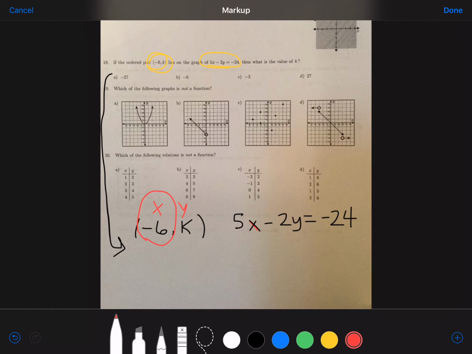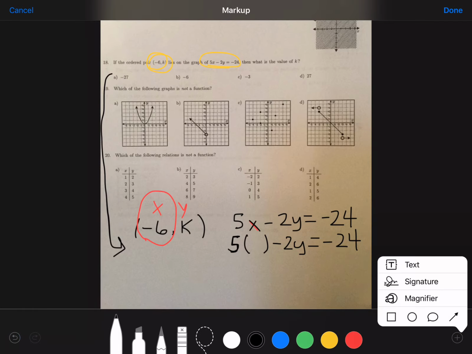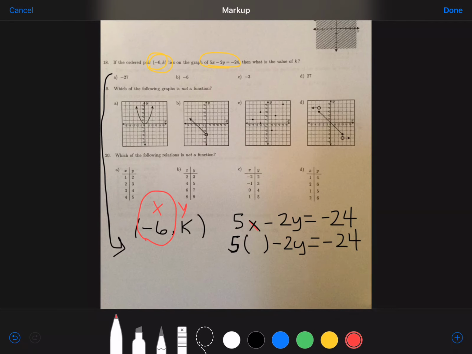So what we're going to do is we're going to use substitution. The first thing we're going to do is rewrite that first equation, but leave the blank space for x. The reason we're leaving the blank space for x is because they're telling us that instead of x, we're going to plug in the number negative 6. And then after that, we're going to solve this just like it's any other equation.